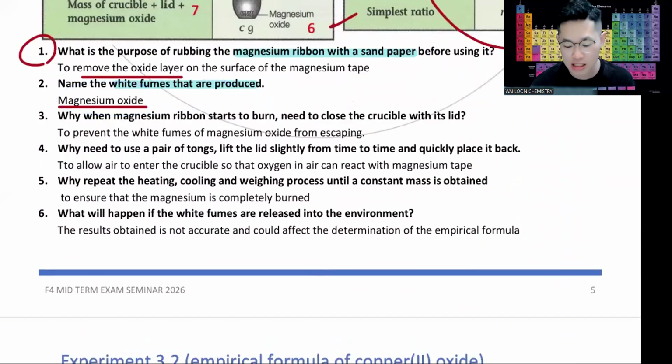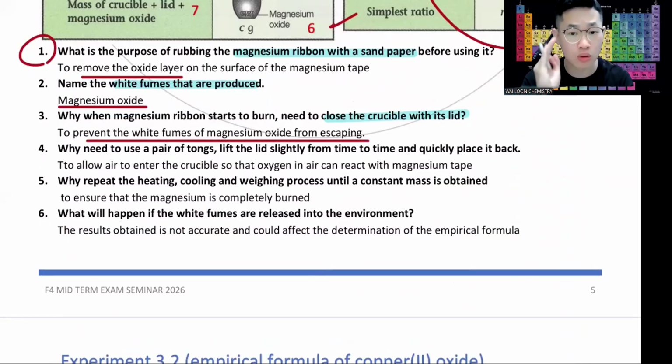Later on, when it starts to burn, we need to close the crucible lid. This is to prevent the white fumes of magnesium oxide from escaping into the air. When it starts burning, it produces MgO. We want to close it and make sure that MgO doesn't escape. If MgO escapes into the air, it is going to affect the mass, which is the most important result in the experiment.